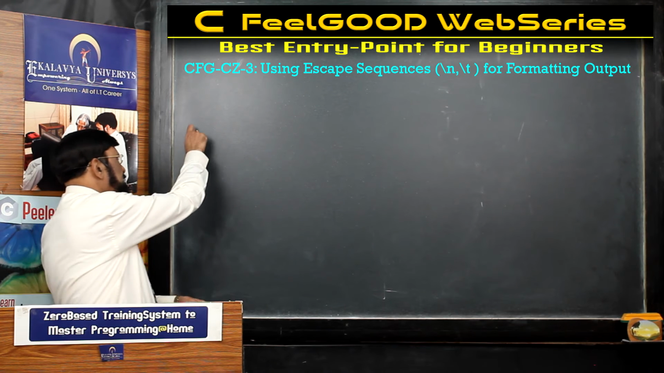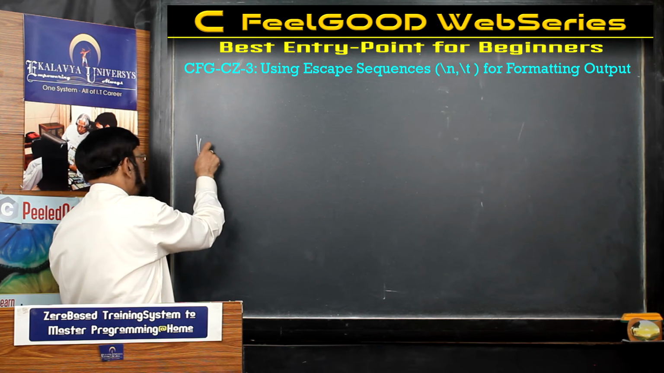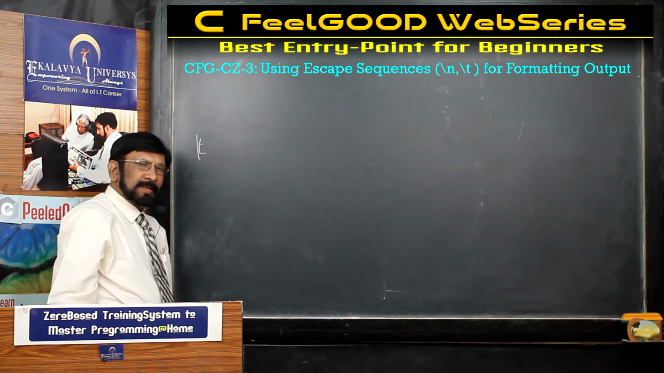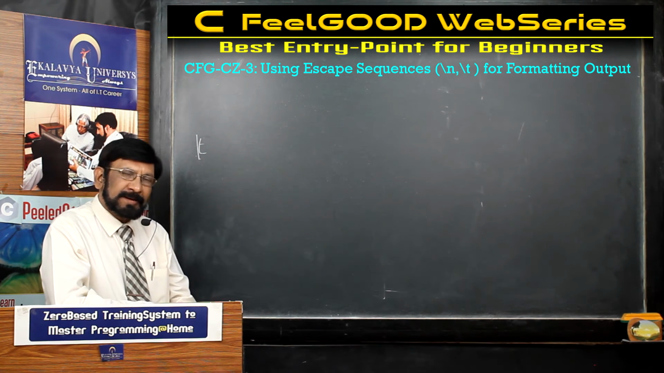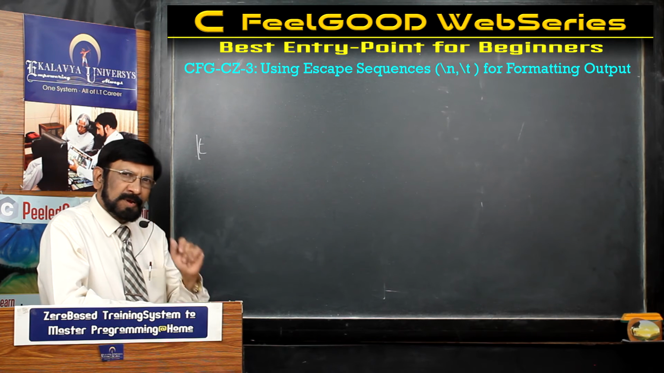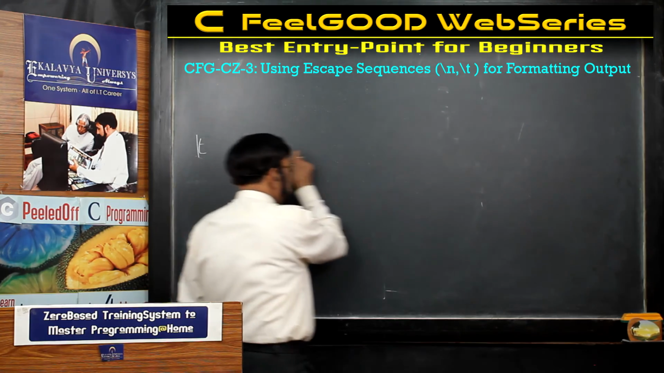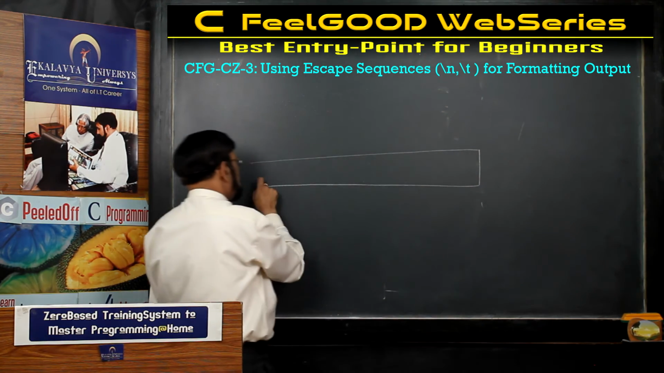Now I explain the functionality of horizontal tab. Horizontal tab means backslash and lowercase t. This is used for formatting data. Breaking data you learned, now formatting data. In order to know about this, you should know some background.